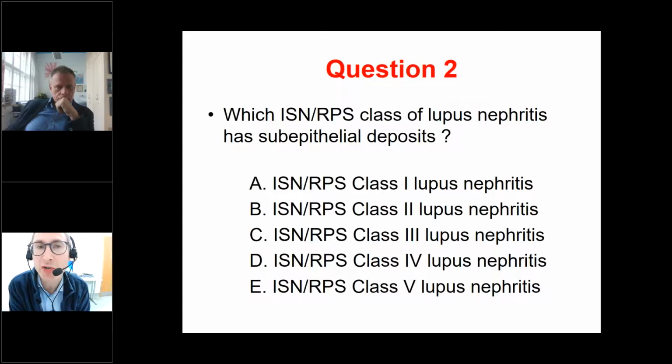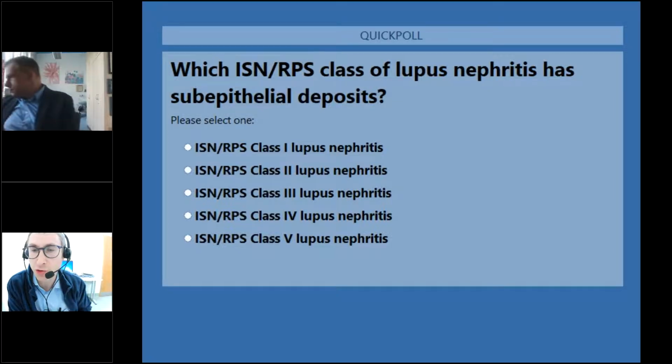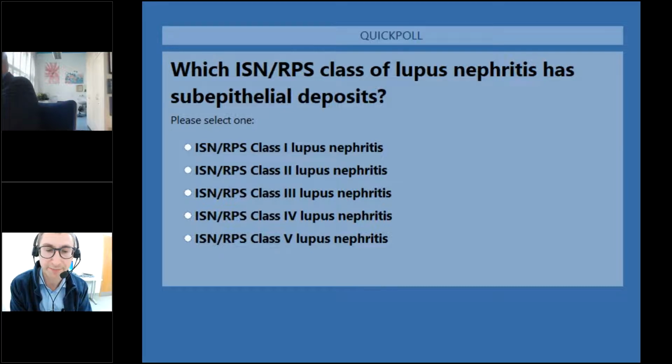Which International Society of Nephrology and Renal Pathology Society class of lupus nephritis has subepithelial deposits? Is it A for class 1 lupus nephritis, B for class 2 lupus nephritis, C for class 3 lupus nephritis, D for class 4 lupus nephritis, or E class 5 lupus nephritis?